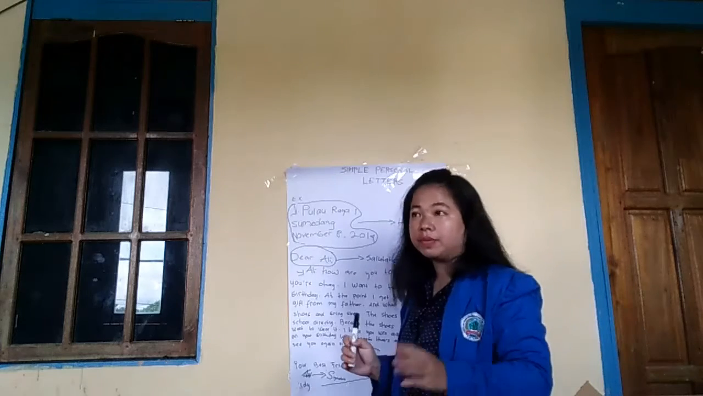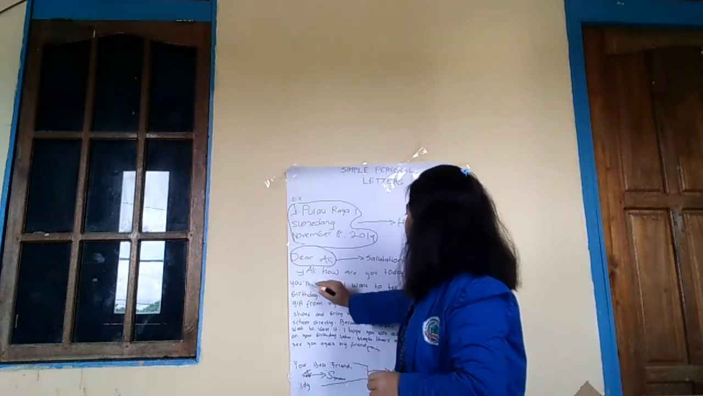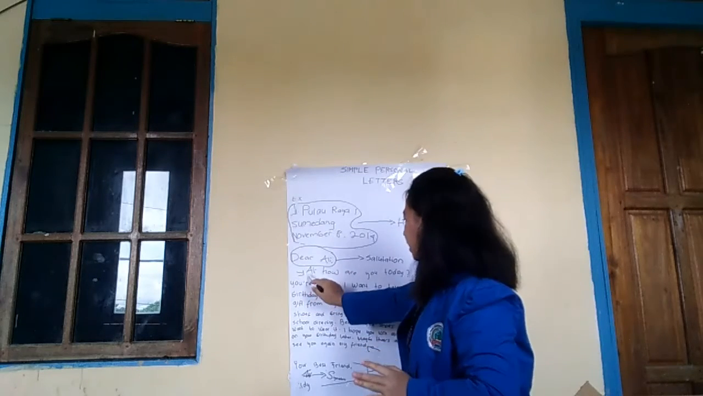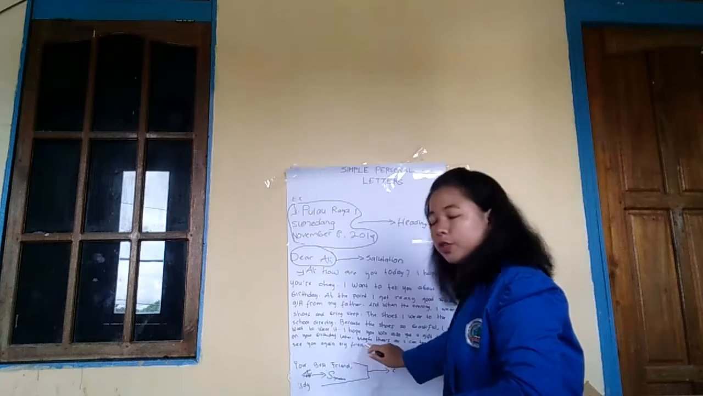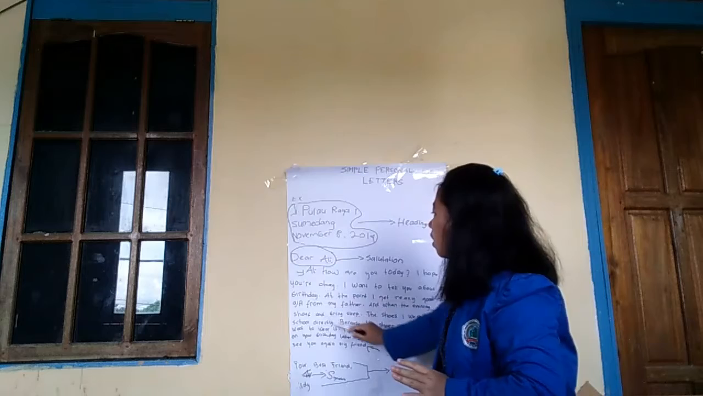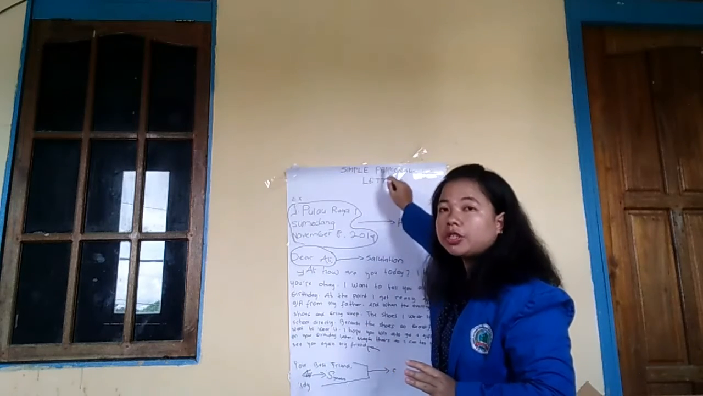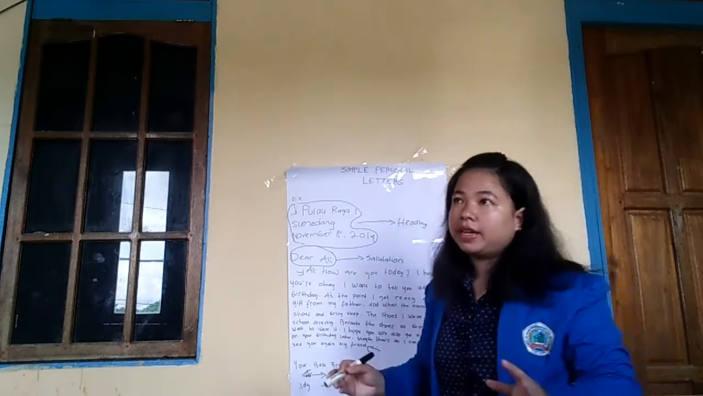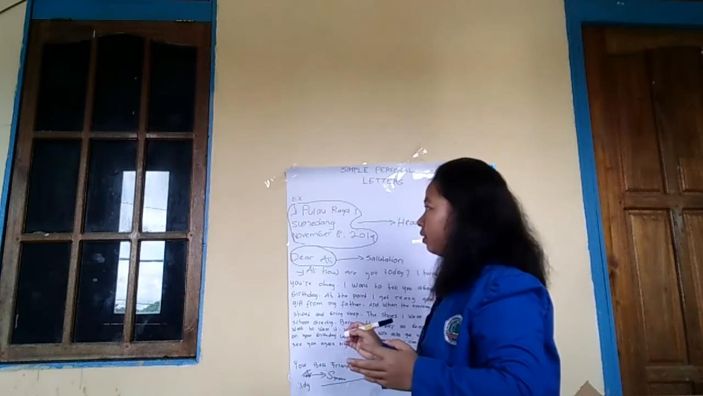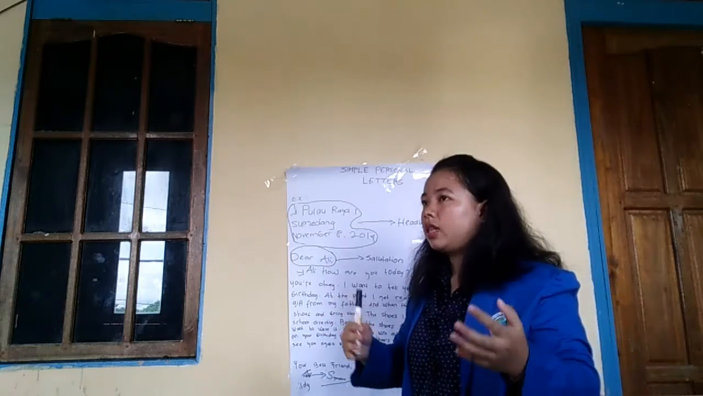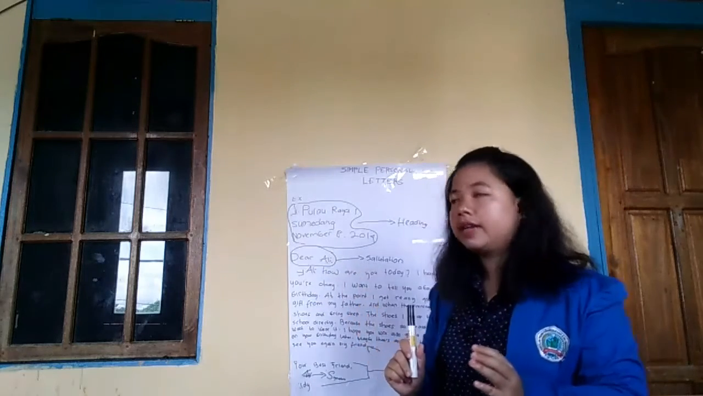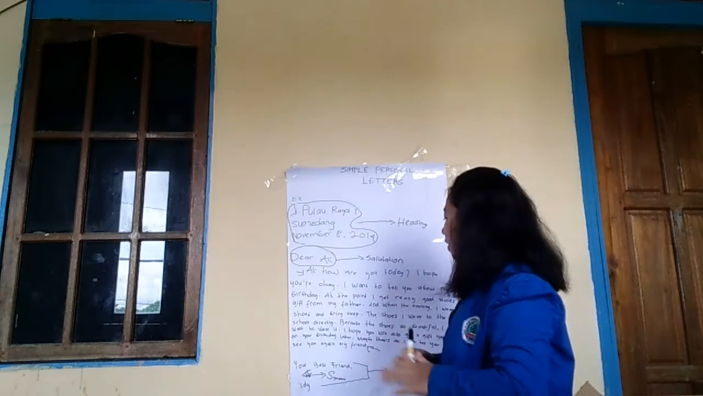Okay, we are going to the body. The body is from Ali until my best friend. It is the body of the simple personal letter. It is good for telling all the information from Aldi to Ellie.